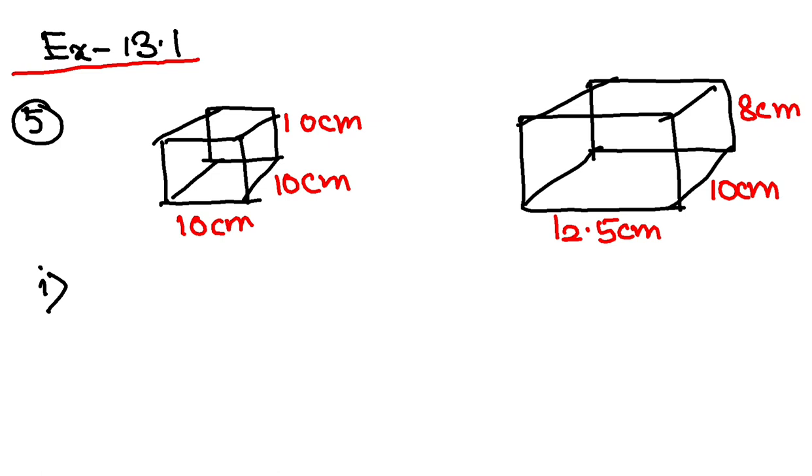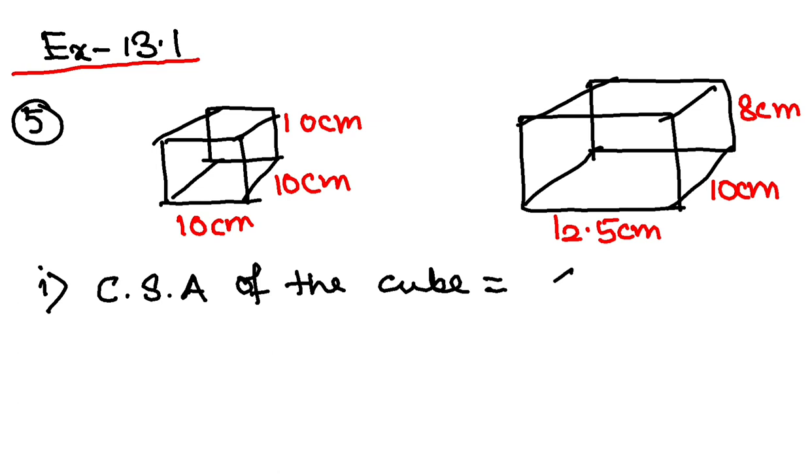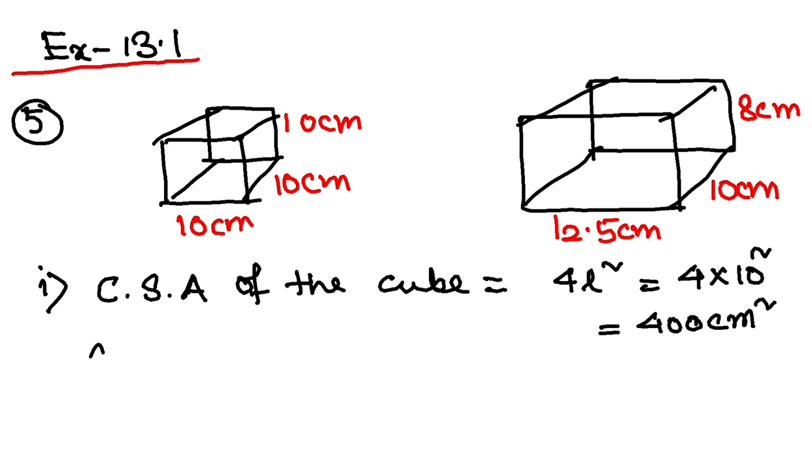So first of all, I will find the CSA, or lateral curved surface area, or lateral surface area, of the cube. The formula is 4L square. So 4 into 10 square, that will give you 400 centimeter square. Then I will find the CSA of the cuboid.